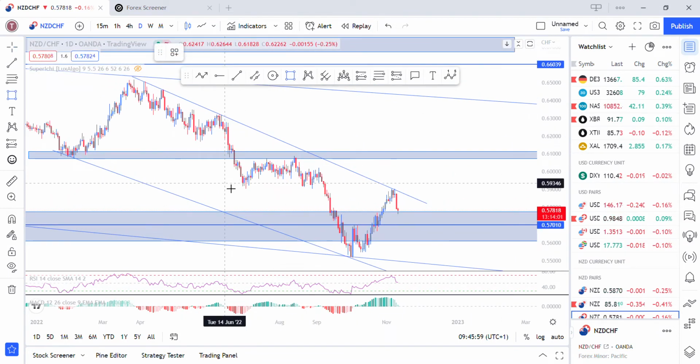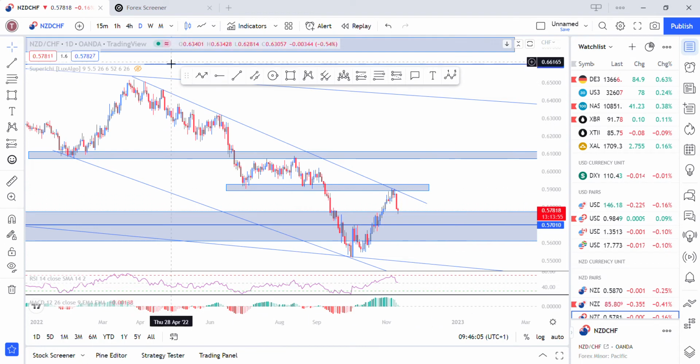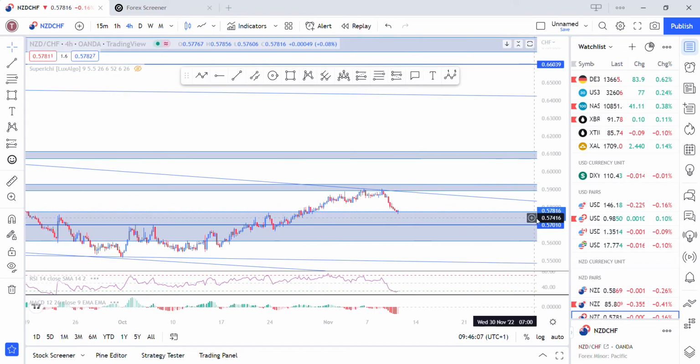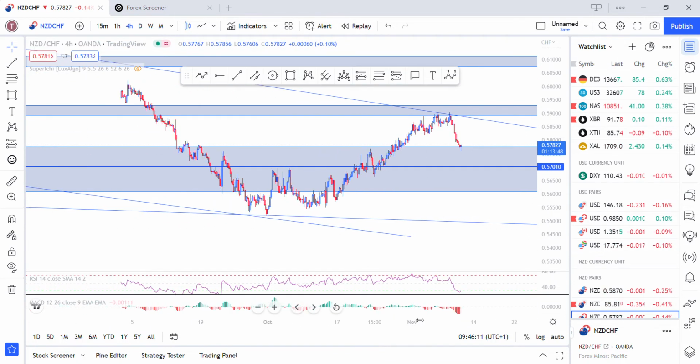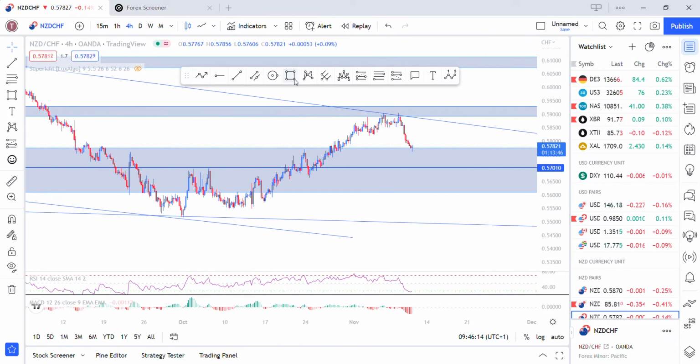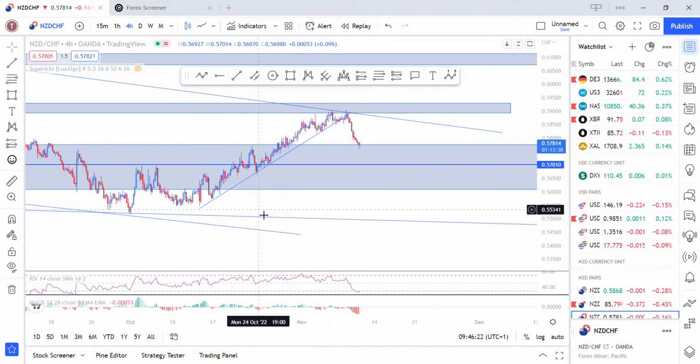Okay, we've also got this as well. Very beautiful. It's on the daily time frame. Okay, let's see what we can get here. Got a very beautiful trend up here. So I'm going to draw my trend line. Okay, cool stuff.